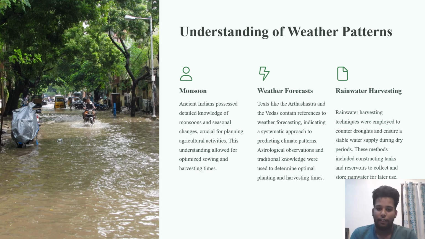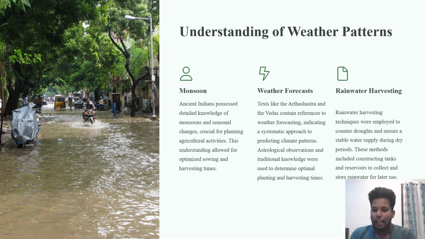Second is weather forecasting. Texts like the Arthashastra and the Vedas contained references to weather forecasting, indicating a systematic approach to predicting climatic patterns. Astrological observation and traditional knowledge were used to determine the optimal planting and harvesting times.